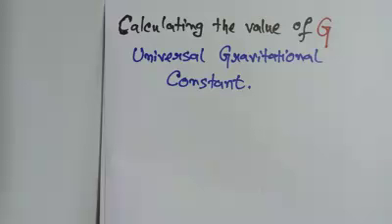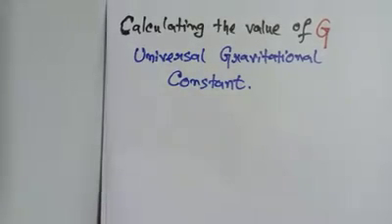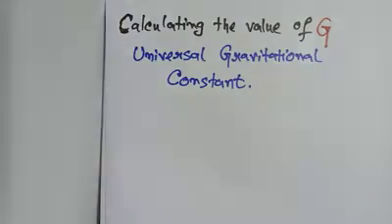Hello. In this particular video, what we are going to learn is how we can deduce the value of the universal gravitational constant, that is the value of G. If you have watched my previous video, I have already mentioned that this G was calculated by Henry Cavendish, an English mathematician who finally arrived at the value of G.